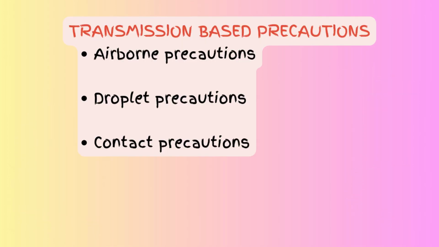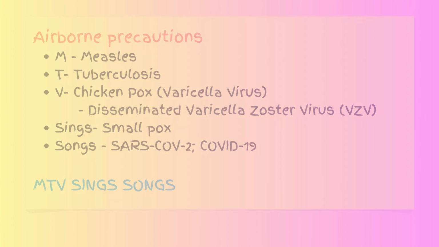Similarly, transmission-based precautions are the additional precautions used when a patient is known or suspected to have a specific infection. We will be discussing them in detail. They include airborne precautions, droplet precautions, and contact precautions.